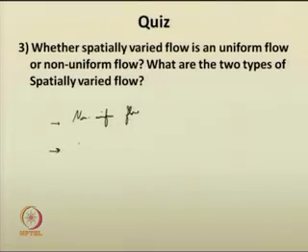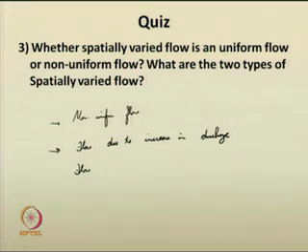The two types are spatially varied flow due to increase in discharge and spatially varied flow due to decrease in discharge. These are the two types of spatially varied flow available in general. So, the equations and principles related to that we will be dealing with in the next class.